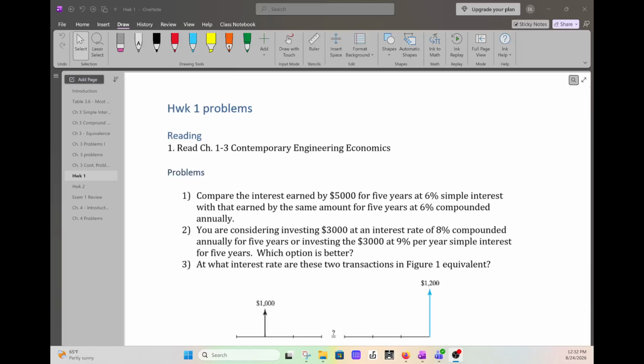All right, here is homework one, kind of a video help, and I'll try to do these for all your homeworks. So problem one is compare the interest earned by $5,000 for 5 years at 6% simple interest with that earned by the same amount for 5 years at 6% compounded annually.